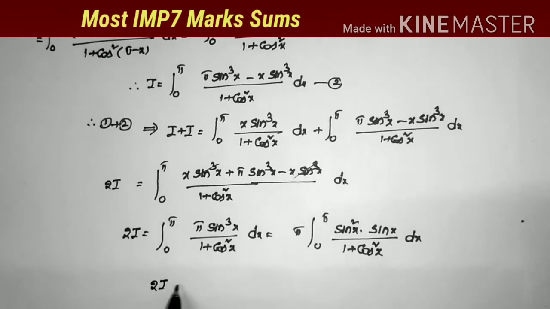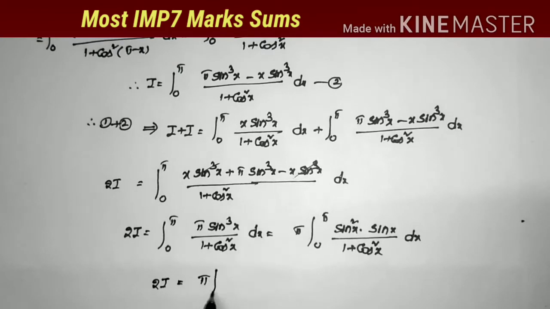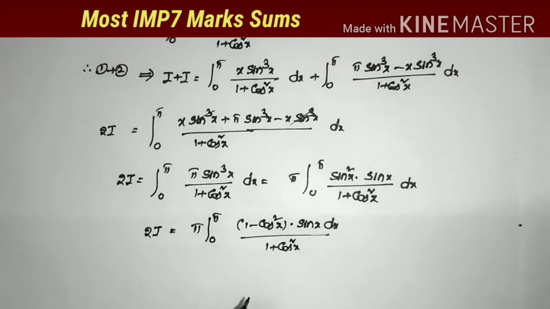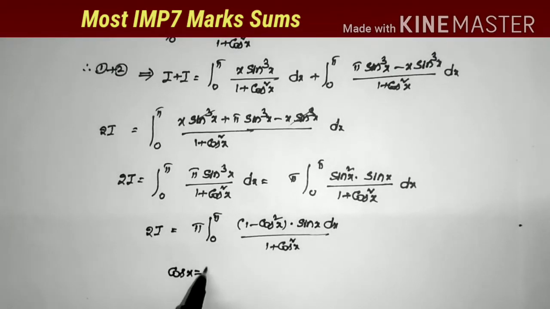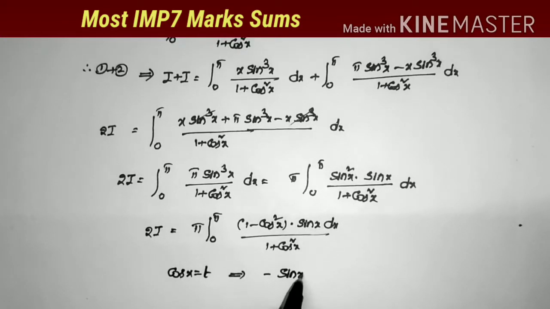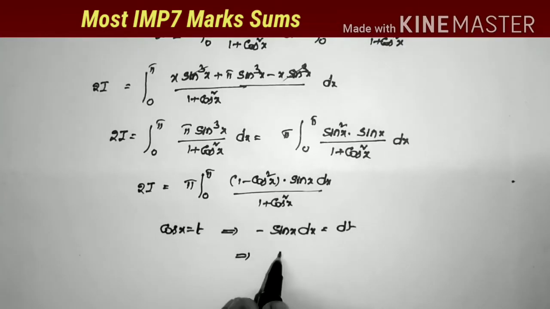That is, the value of 2I is equal to pi into integral 0 to pi. Again, in place of sin square x we take 1 minus cos square x, into sin x dx, whole by 1 plus cos square x. Now to solve this problem, we take cos x equal to t. So cos x is equal to t. Then what is the derivative? Cos x derivative is minus sin x, so minus sin x dx is equal to dt. That is, sin x dx is equal to minus dt.